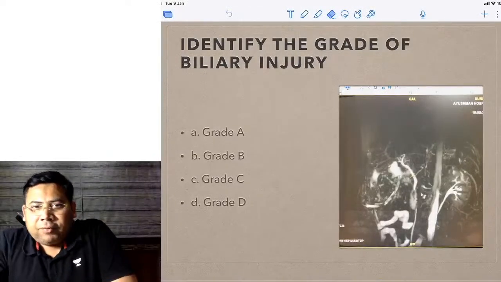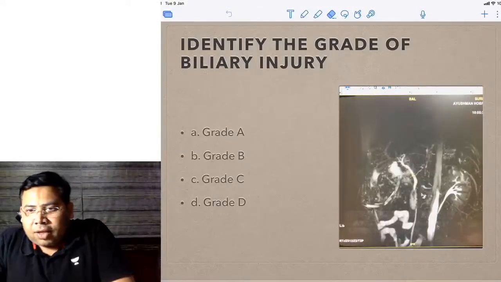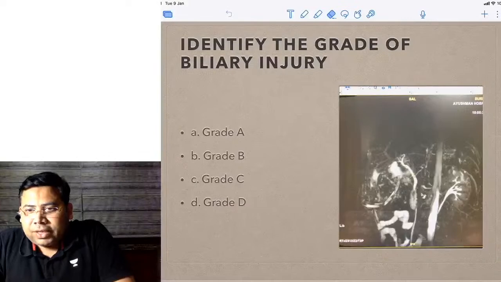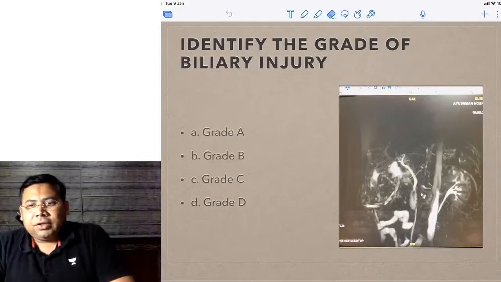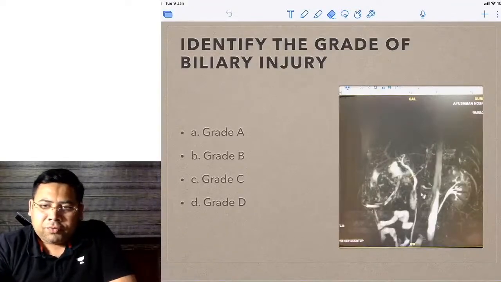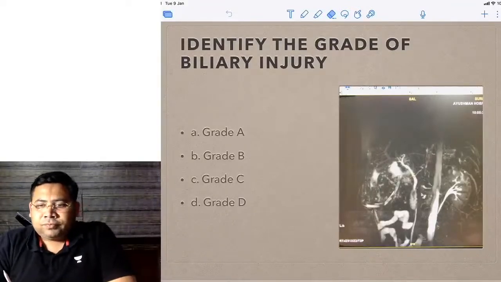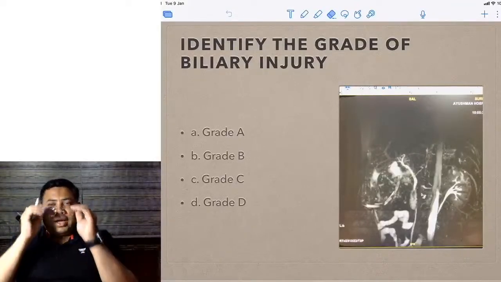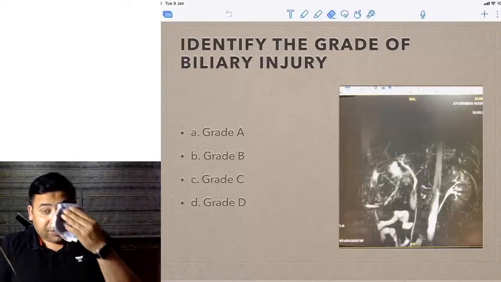Identify the grade of biliary injury in this question. Amara says, gone through lectures, they have been great help. Please give lecture review points for endoscopy and GIT radiology and pediatric surgery. Sure, Amara, I'll do it for you. Before that, just answer this question. Identify the grade of biliary injury in this.